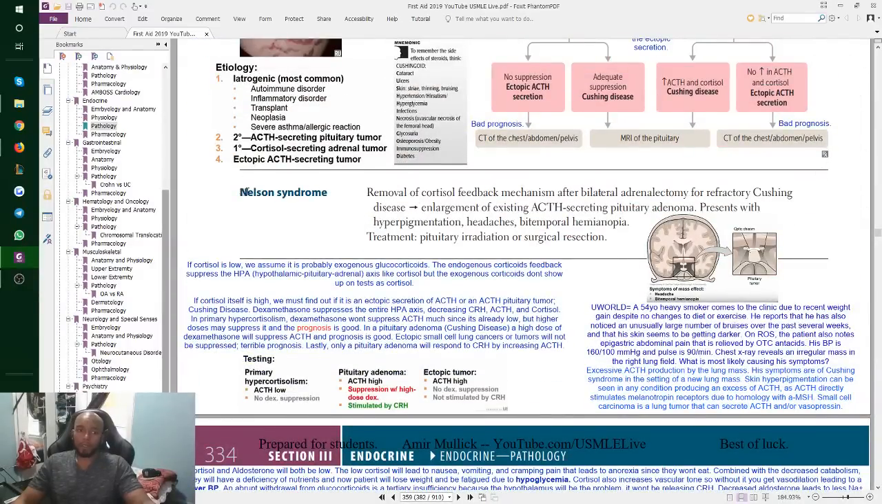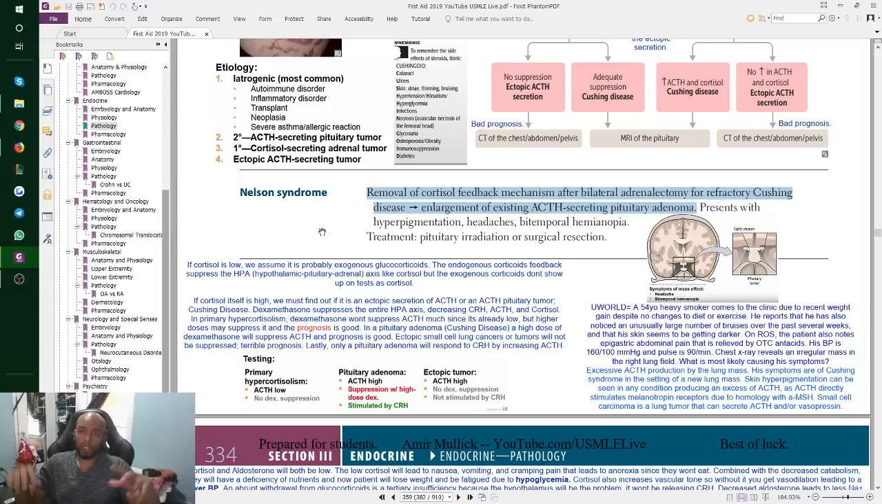The latter half of this page is something that used to be talked about a lot later, but this is basically the result of a mistake in a sense, right? So Nelson syndrome. Removal of the cortisol feedback mechanism after bilateral adrenalectomy for refractory Cushing disease leads to the enlargement of an existing ACTH secreting pituitary adenoma. And this first sentence in itself basically tells you that you as a doctor messed up. This patient had Cushing disease, which is a pituitary adenoma, but instead of getting rid of the pituitary adenoma, you actually got rid of the adrenal glands.